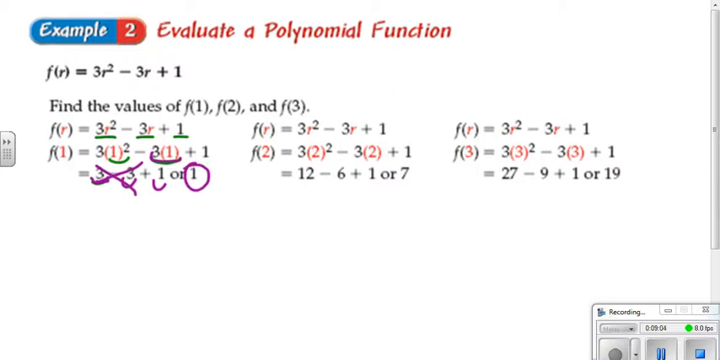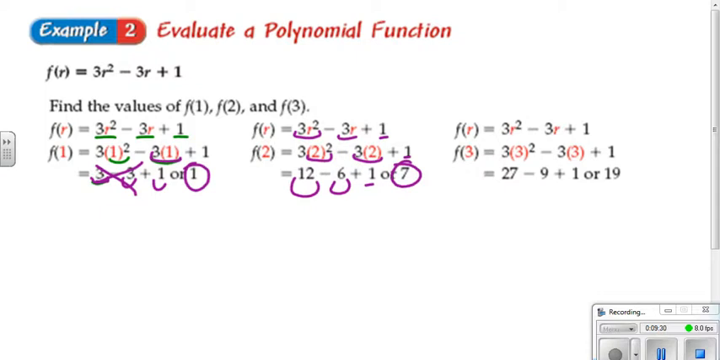Same thing with f of 2. Everywhere we see r, we just plug in 2. So it would be 3r squared becomes 3 times 2 squared. Well, 2 squared is 4 times 3 is 12. That's where that one came from. 3r, 3 times 2 is 6. And in all these cases, we still have to add 1. So 12 minus 6, that's 6, plus 1 is 7.